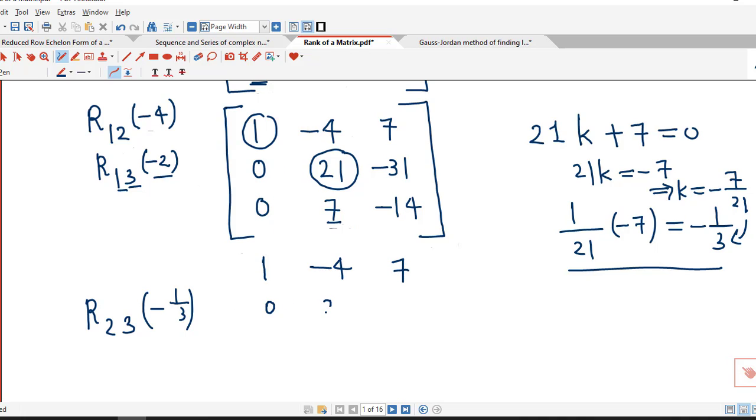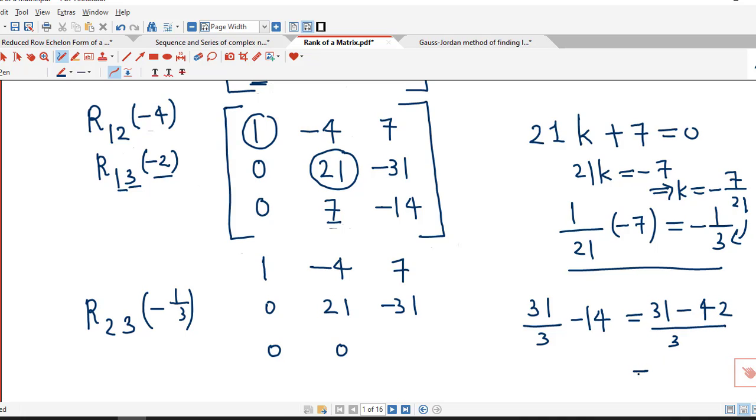Now the third row will change, while the first and second rows stay as they are. This is 0, since 21 into minus 1 by 3 is minus 7, plus 7, which is 0. Now minus 31 into minus 1 by 3 gives 31 by 3, and minus 14. So this is 31 minus 42 divided by 3, which is nothing but minus 11 by 3.